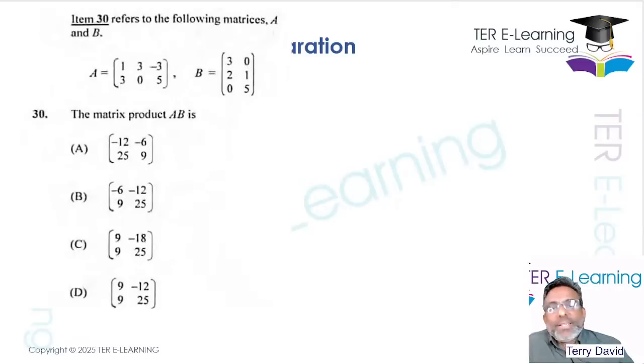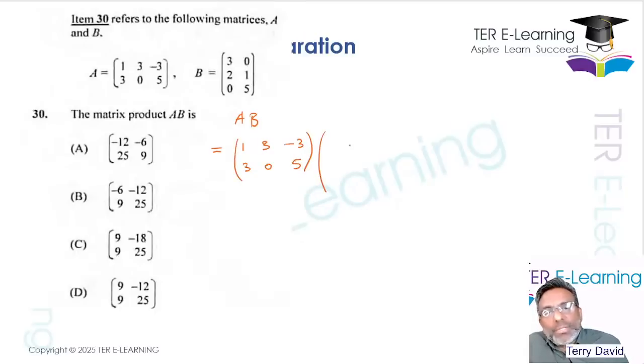Alright, let's check that. So you want to work out a matrix multiplication here. It's AB you want to work out, the product AB. So let's write out the matrix A, which is given by 1, 3, minus 3, then 3, 0, 5. And you're multiplying that by the matrix B now. Now this matrix B here is 3, 0, 2, 1, 0, 5.